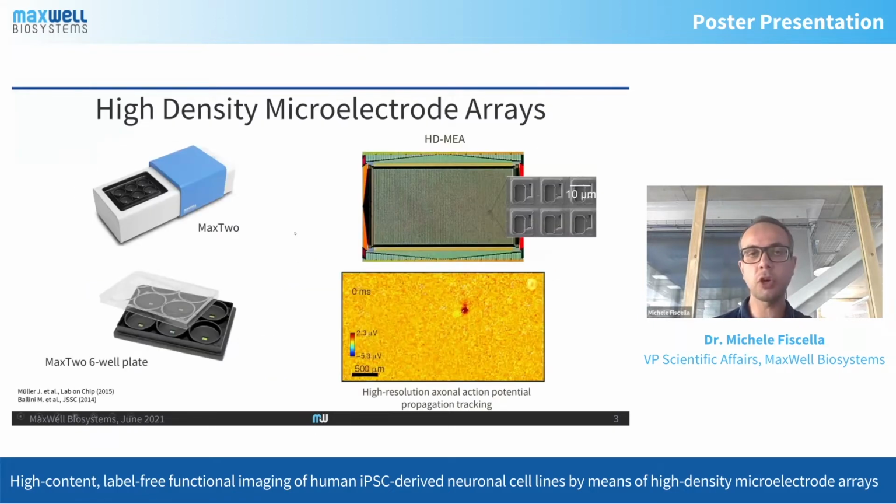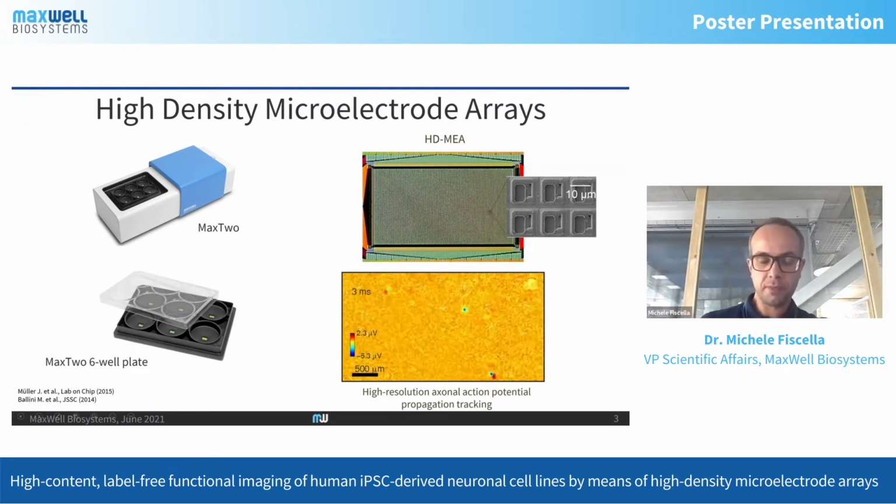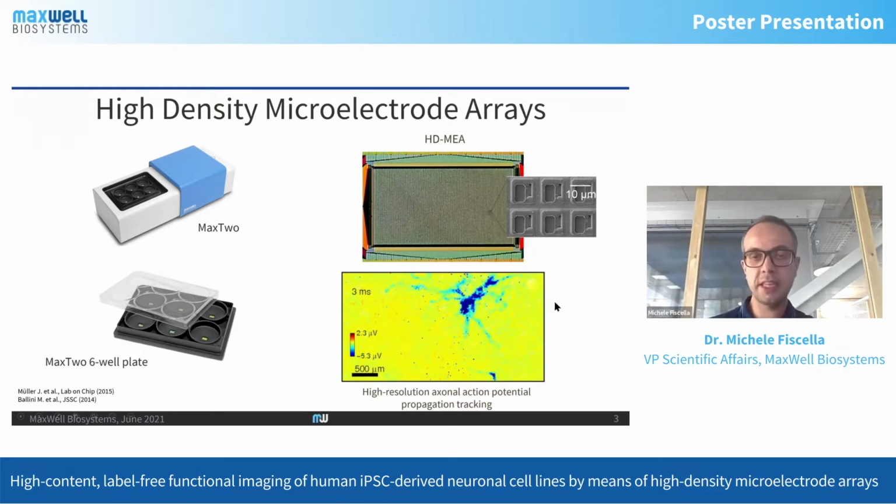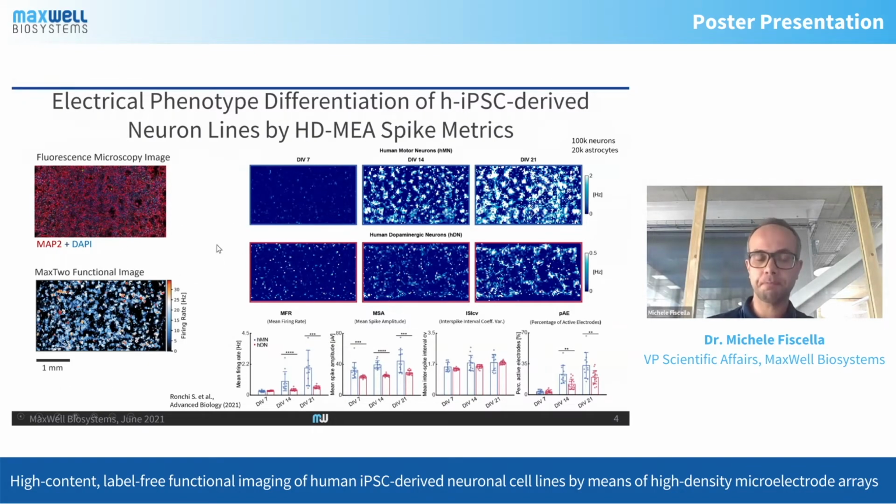One way to record the electrical activity of these human iPSC-derived neurons in both 2D and 3D models is high density microelectrode array technology, which enables the recording of electrical activity label-free and long-term. And in particular, high-density microelectrode array technology enables the characterization of single neuronal signals and also to extract, for example, subcellular details like axon.